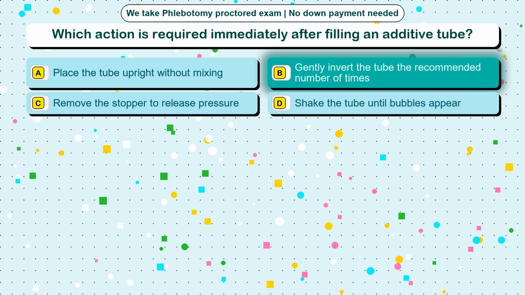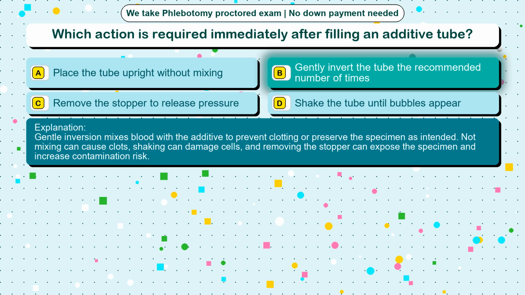The correct answer is option B. Gently invert the tube the recommended number of times. Gentle inversion mixes blood with the additive to prevent clotting or preserve the specimen as intended. Not mixing can cause clots, shaking can damage cells, and removing the stopper can expose the specimen and increase contamination risk.